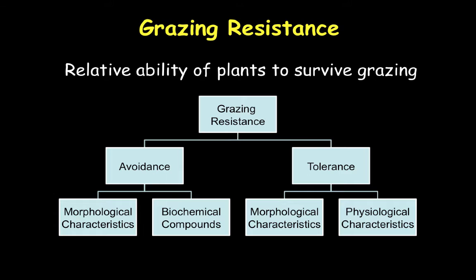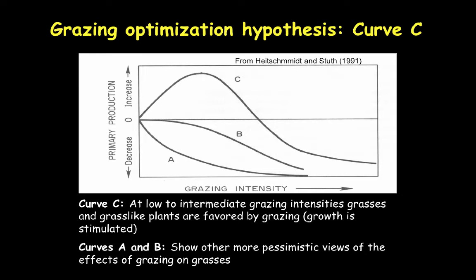The other type of mechanism is tolerance, and again, these plants develop morphological or structural characteristics or physiological characteristics where they're actually able to grow and combat some of those environmental influences. The reason that we put so much emphasis on avoidance and tolerance really comes from the poor management that happened during the late 1800s and early 1900s.